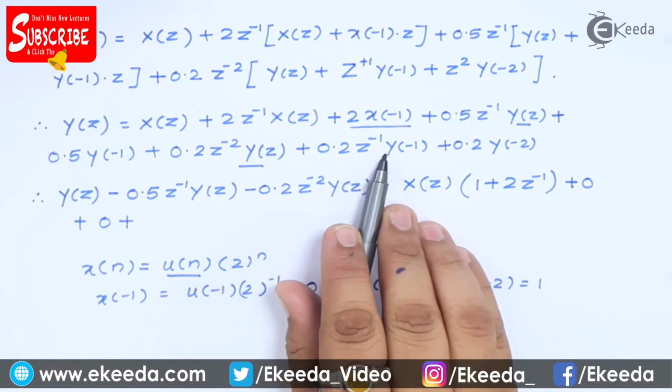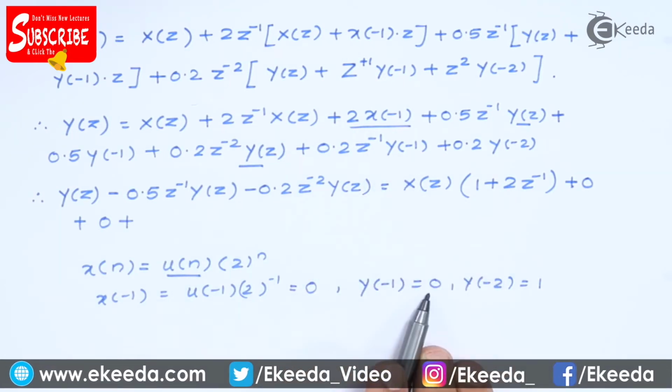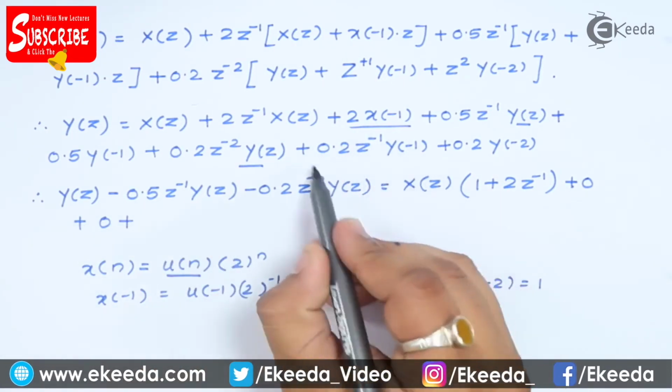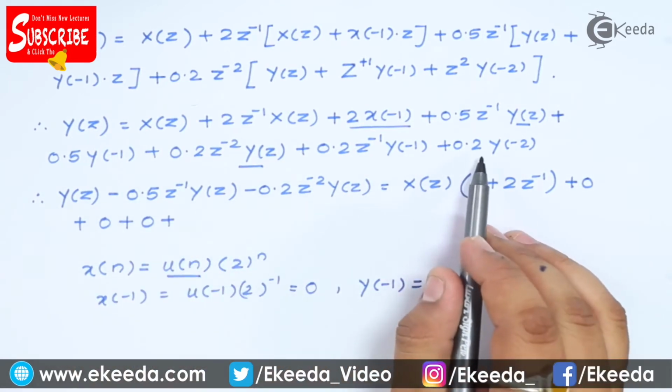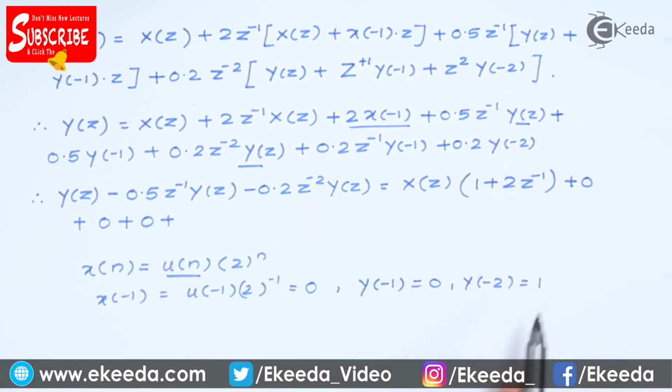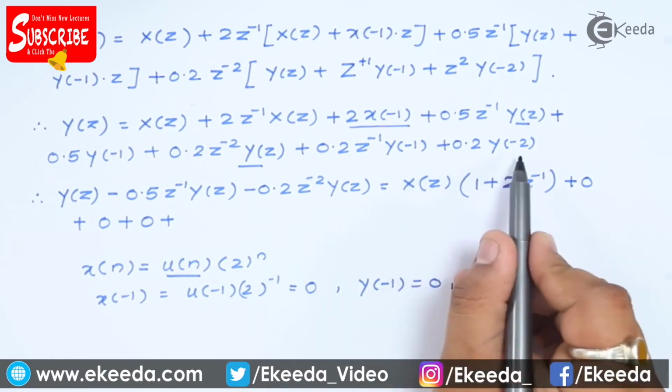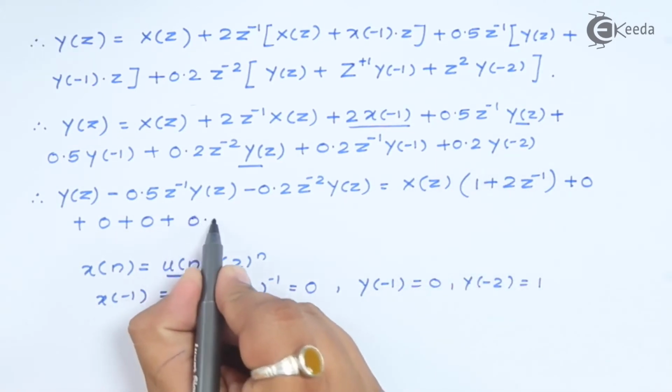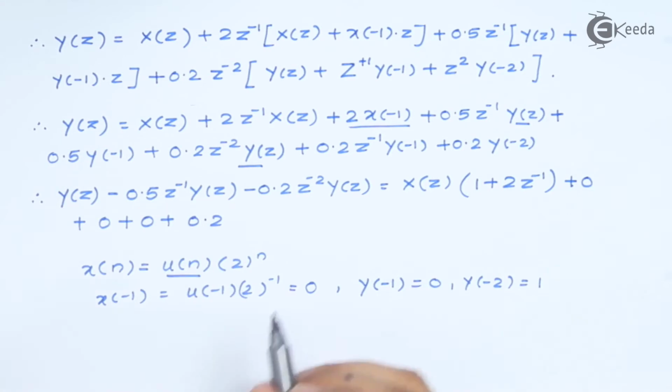Next, again we have y of minus 1, and y of minus 1 is again 0. So 0 into the whole term is again 0. And the last term is 0.2 into y of minus 2, and y of minus 2 value is given, which is 1. So 0.2 into 1, answer is 0.2. So look at here.